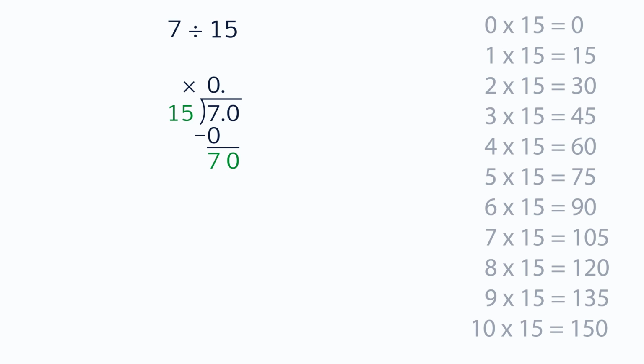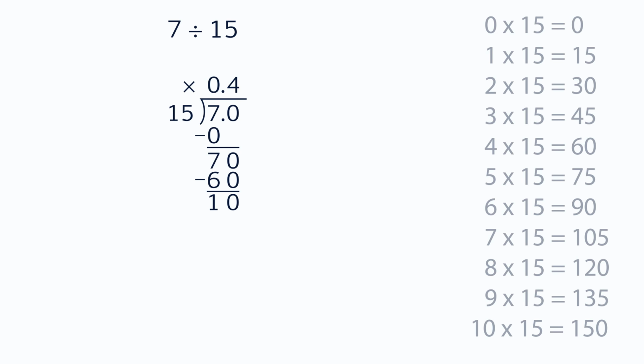70 divided by 15. How many times does 15 go into 70? Well, 4 times 15 is 60, and 5 times 15 is 75. 75 is too large, so 4 is the right number. Place the 4 here, in the tenths place. With 4 in the correct position, you multiply 4 by 15, which is 60, and place the 60 right here, below the 70 that's already there. Now you subtract 60 from 70 and write 10 here, because 70 minus 60 is 10.